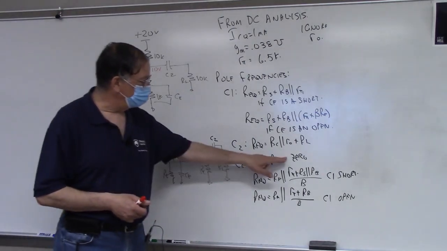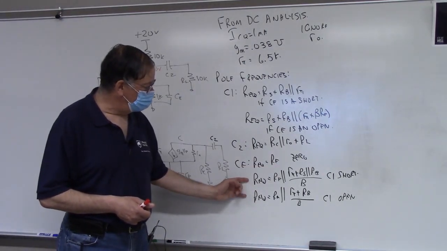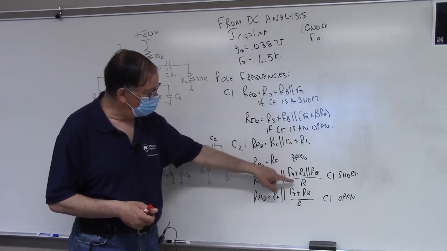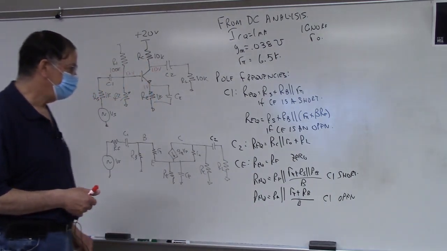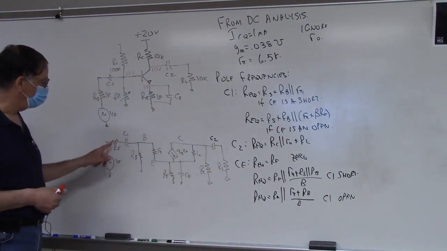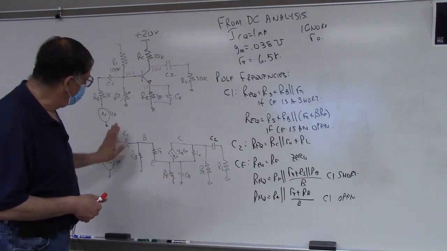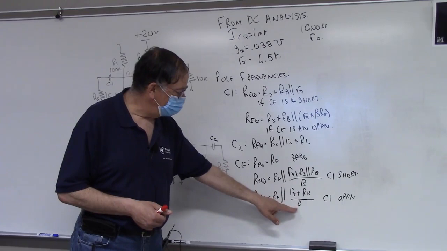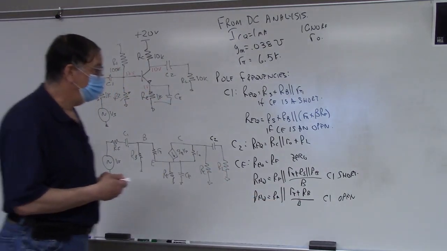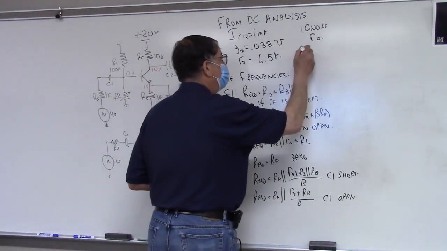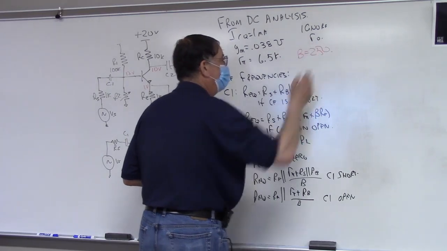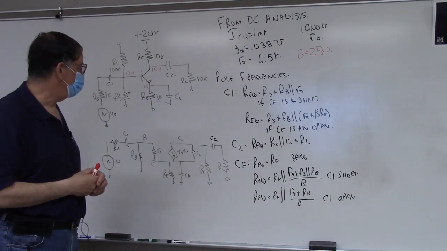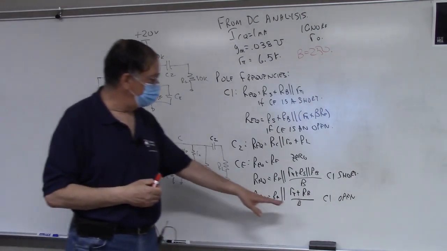And for the zero frequency, for the pole frequency, REQ is going to be this, RE in parallel with R pi plus RS parallel RB over beta. If C1 is a short, that means that RS is now in the loop. And if C1 is an open, the circuit stops here. It's just going to be RE parallel R pi plus RB over beta. We are using a beta of about 250, which seems to be a widely measured value that we got from lab number 7 for these transistors. And so that's the value that I used.